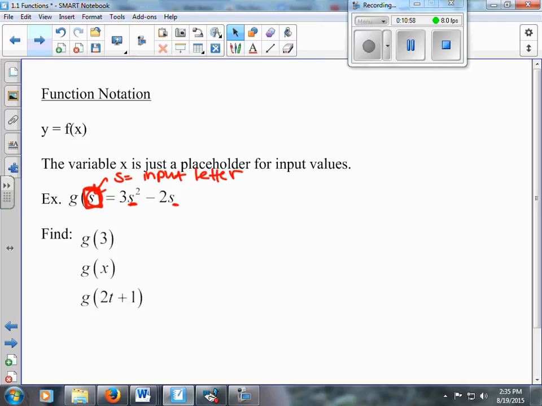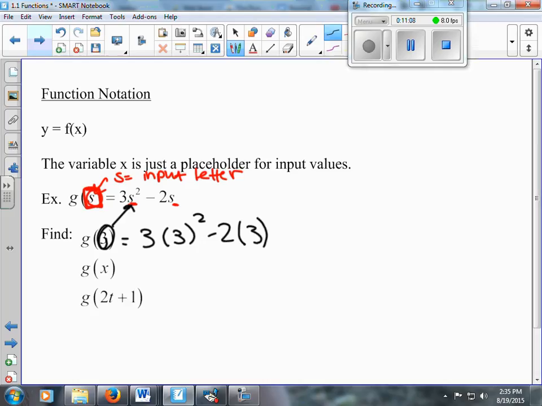So in G of 3, I will do 3 times, now here's my input. I'm using 3 here since I'm putting that into the S. And so I get 9 minus 6, 3. Lots of 3's in this question. All right, what is G of X? Well, in place of S, I'm going to input this. So into the S, I'm going to input an X. So we get 3x squared minus 2x.